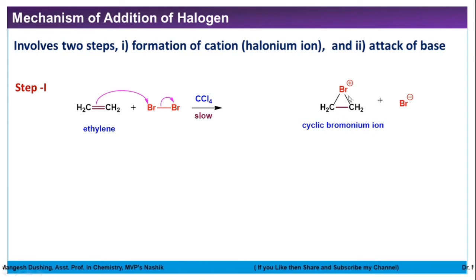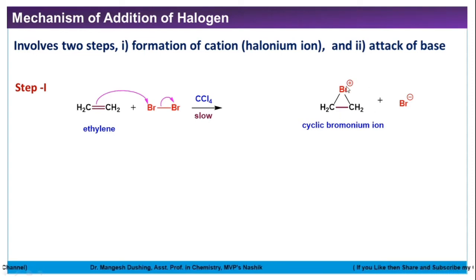So in this case, bromine containing a positive charge is called a bromonium ion. If a halogen contains a positive charge, that is called a halonium ion. So a cyclic, three membered ring will be the intermediate. So this is the main thing. The carbon carbon double bond attacks on the Br, forming the cyclic bromonium ion.